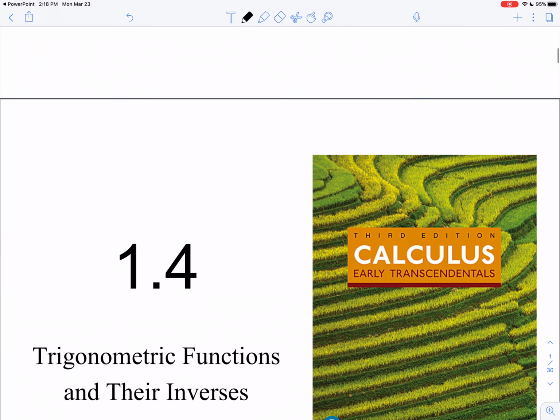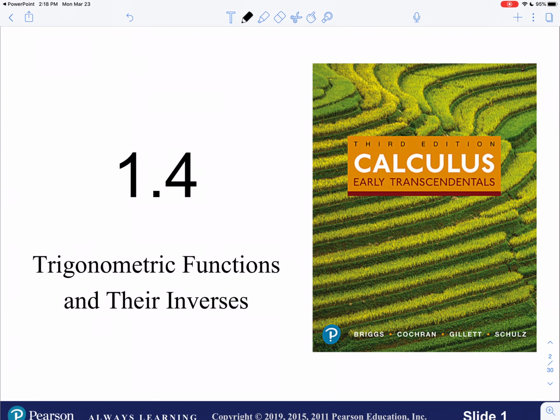All right. So this is the supplemental instruction for our Calc 1. The next section is section 1.4, trig functions and their inverses.